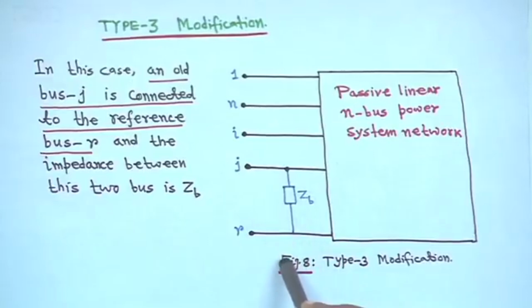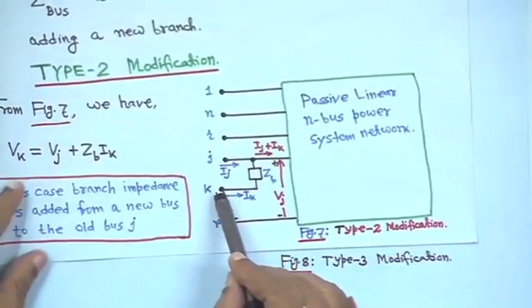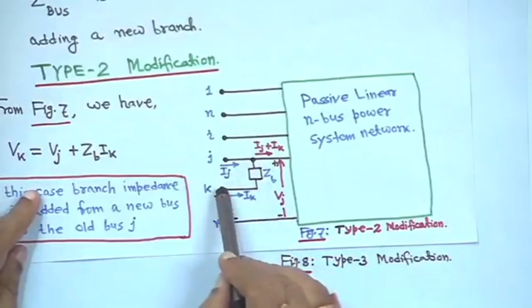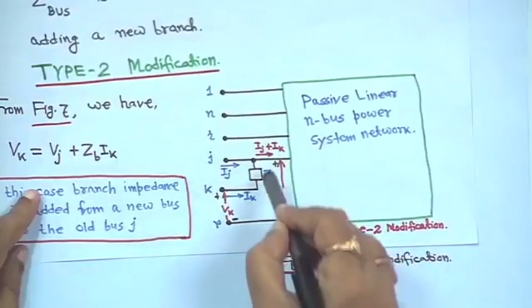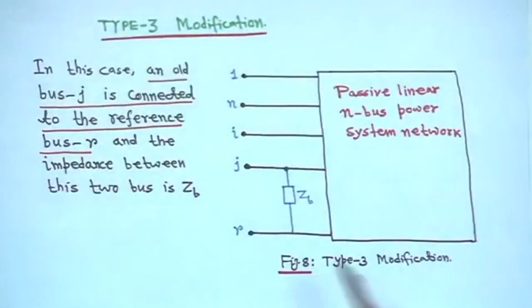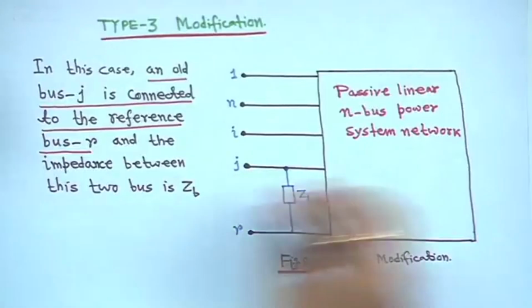If we go back to that figure 7, it was shown that a new bus is connected to an old bus. But if you bring this node and connect it to this point, then only the ZB impedance will be there, and in that case Ik will be 0. That means the old bus is connected to the reference bus. That is why I am showing that figure 7, right.